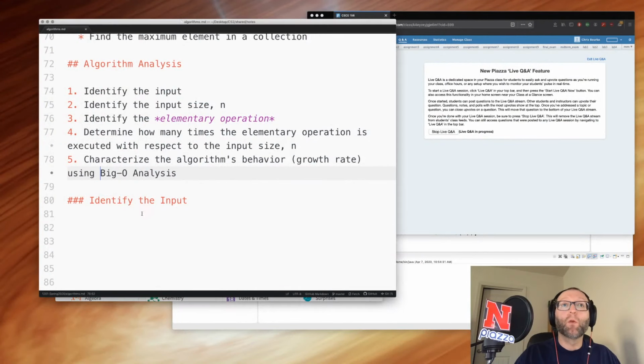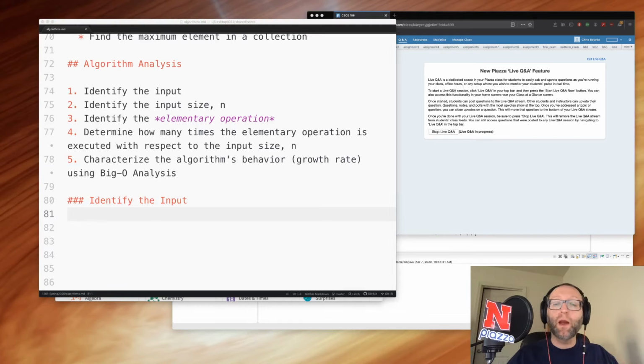These 5 steps, we're going to want to identify the input. We're going to want to identify the input size, and the elementary operation, and then we're going to want to analyze that algorithm with respect to that input size in order to find out how many times that elementary operation executes with respect to the input size. All right. So let's start in detail with identifying the input.